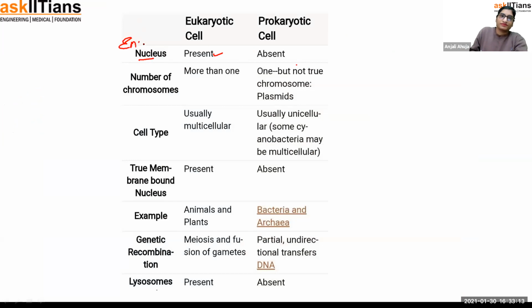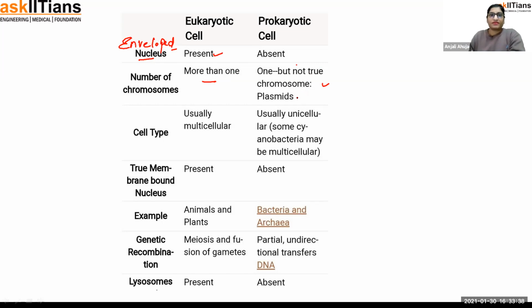Enveloped means having a membrane on it. Number of chromosomes: more than one in eukaryotes, but in prokaryotes just one, and not a true chromosome. Actually, DNA is made up of chromosomes. In a eukaryotic cell, a human has 46 chromosomes, which means 23 pairs, so more than one. But in the prokaryotic one, it's just one DNA, coiled and coiled and coiled. That's it, and no true chromosome.